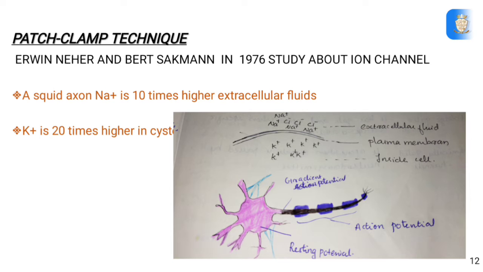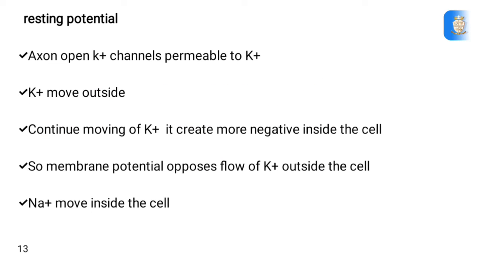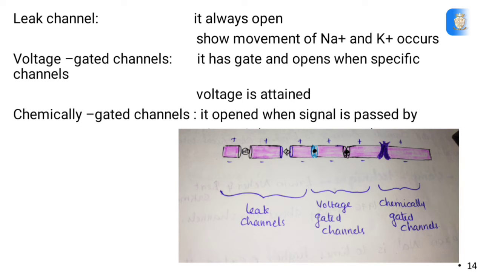In a axon, Na+ is 10 times higher in extracellular fluid, and K+ is 20 times higher in the cytosol. So we take the situation of resting potential. The axon is always open to K+ ions and Na+ ions. So Na+ ions move inside the cell and K+ moves outside the cell. This is the case of resting potential, with leak channels, voltage gated channels and chemically gated channels.